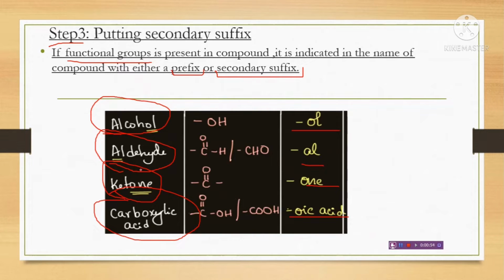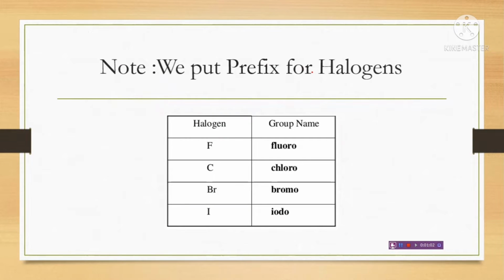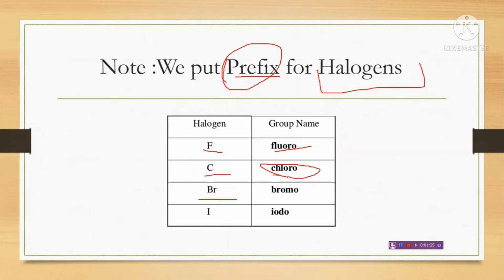These are some important functional groups with their suffix to be added when we get them. Now let us look at the prefix case. When we get a halogen as our functional group, like fluorine or chlorine or bromine, then we put a prefix, not a suffix. For example, if we get fluorine, we get fluoro, which we put as our prefix. If we get chlorine, we put chloro as prefix. And if we get bromine, we put bromo as our prefix before the word root.